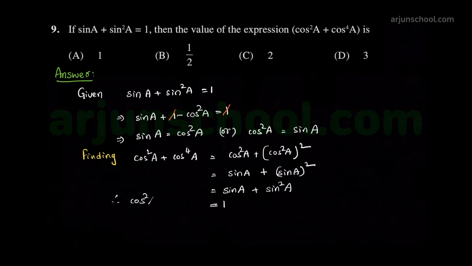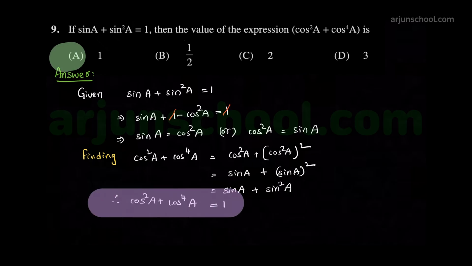Therefore, cos² A plus cos⁴ A is equal to 1, which is option A. Therefore, if sin A plus sin² A is equal to 1, then the value of the expression cos² A plus cos⁴ A is option A 1.